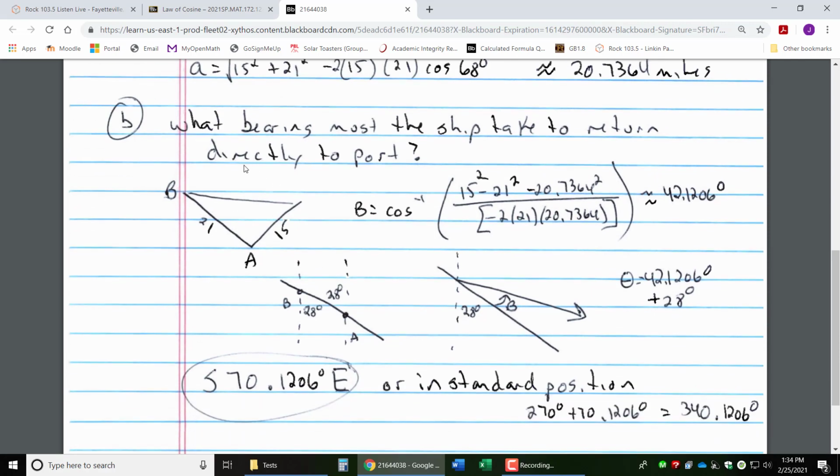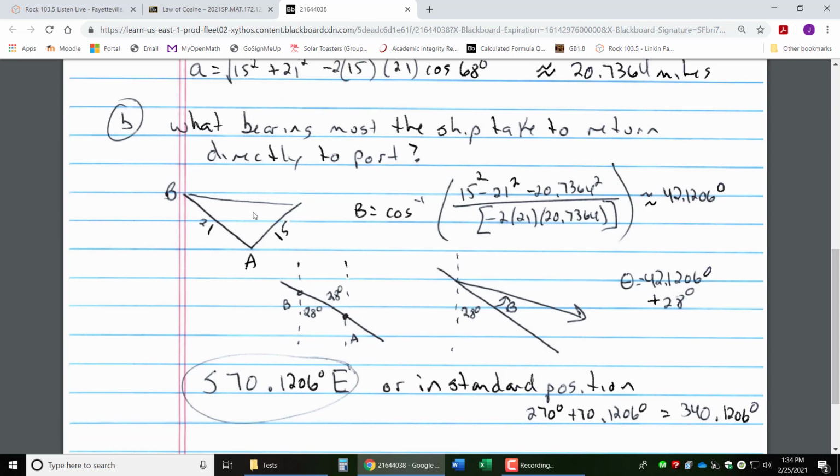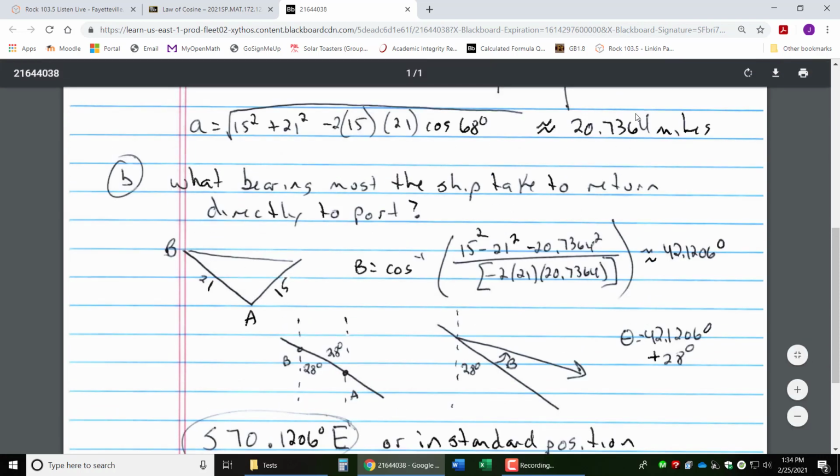I'll walk you through. I redrew my diagram and labeled that upper left as angle B. That's the angle in the triangle. Because we figured out all three sides, we can figure out that angle. We could figure out angle C, but we don't really need it for this. For angle B, you can see I plugged everything into the formula in the calculator: 42.1206 degrees.